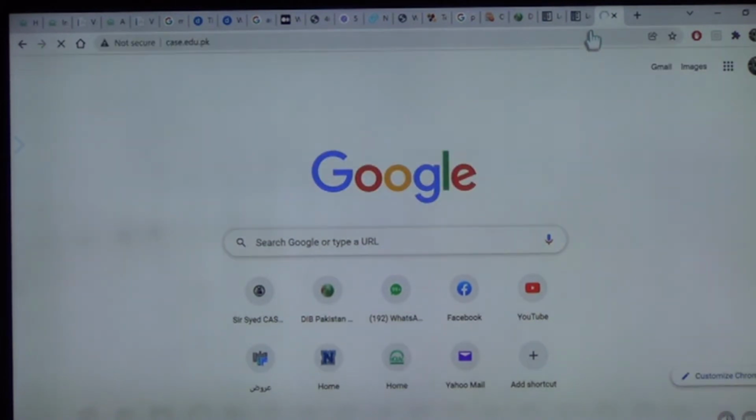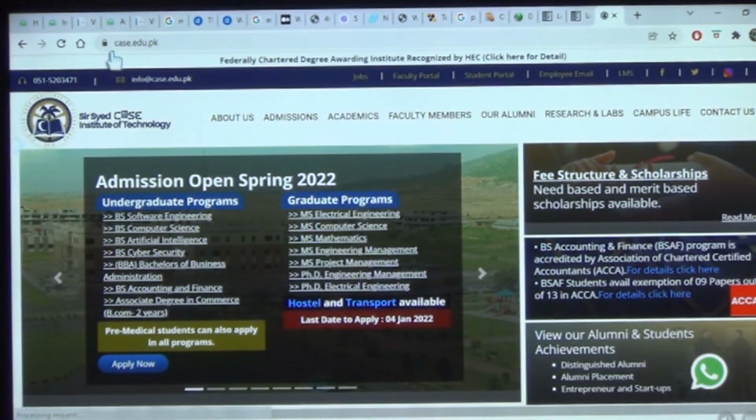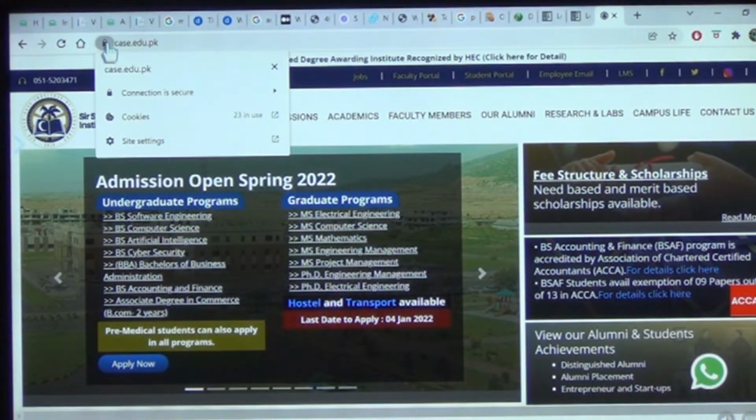Okay. So this is case.edu.pk. अब ये कनेक्ट हुआ है जैसे ही, तो ये लॉक बन जाएगा. This lock says that I have a digital certificate. Okay, so I press this and it says connection is secure. So I click on this.